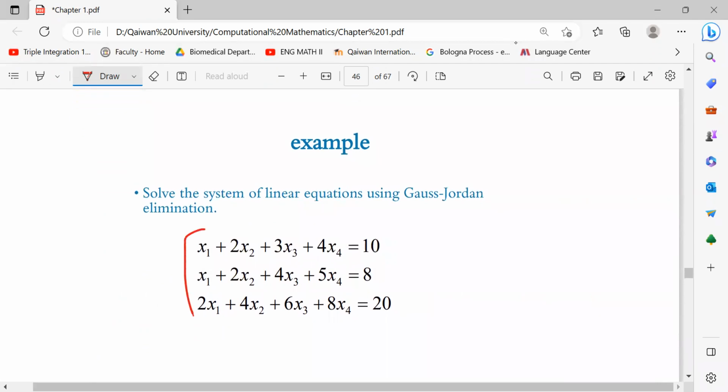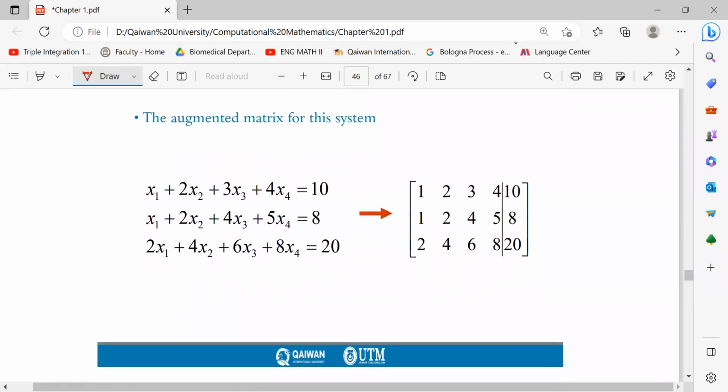Look, this is the same example as we did before by using the Gauss elimination. Here, the number of equations is 3, and the number of variables is 4. In this case, we assign the parameters. We assign the variables as parameters. Which of the variables? The non-leading variables. Okay? Only the non-leading variables.